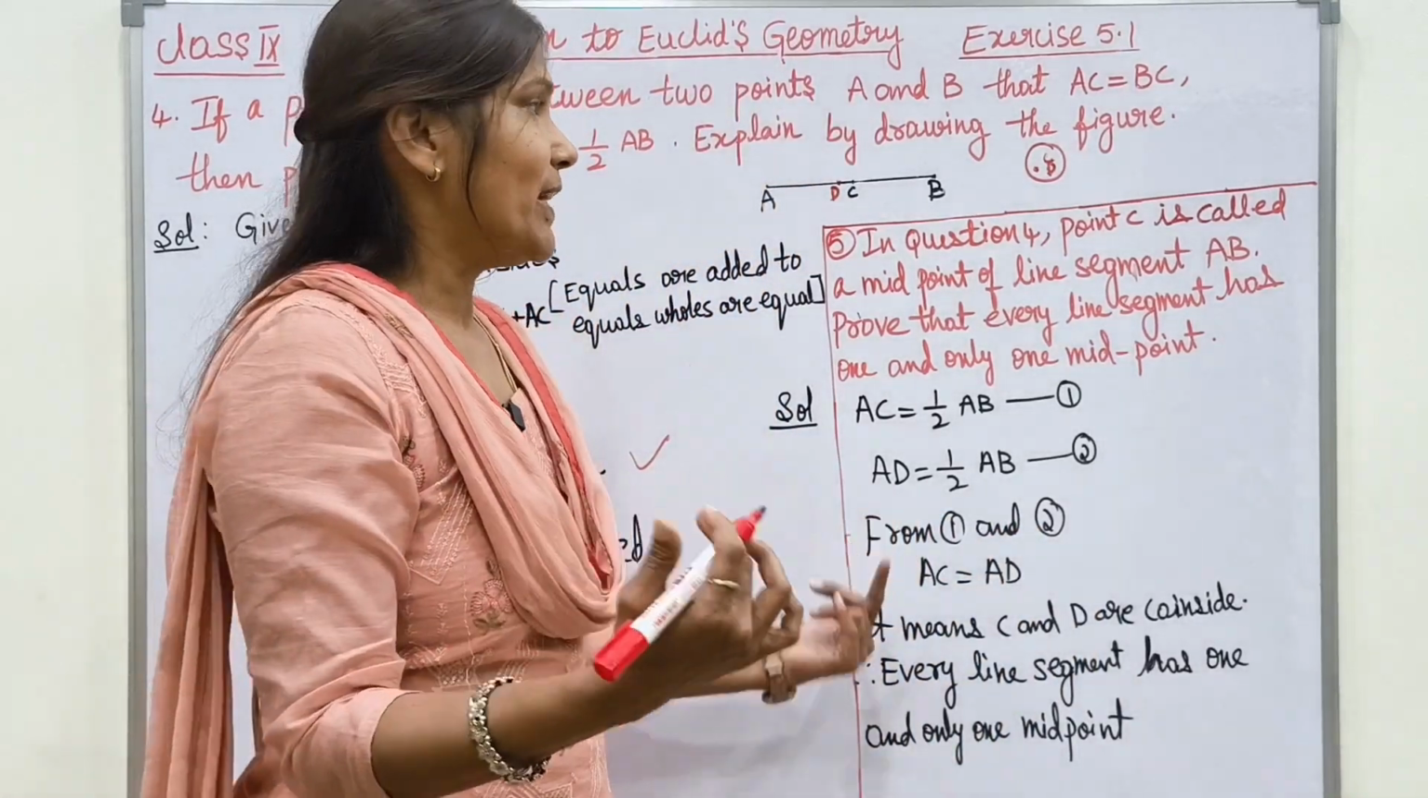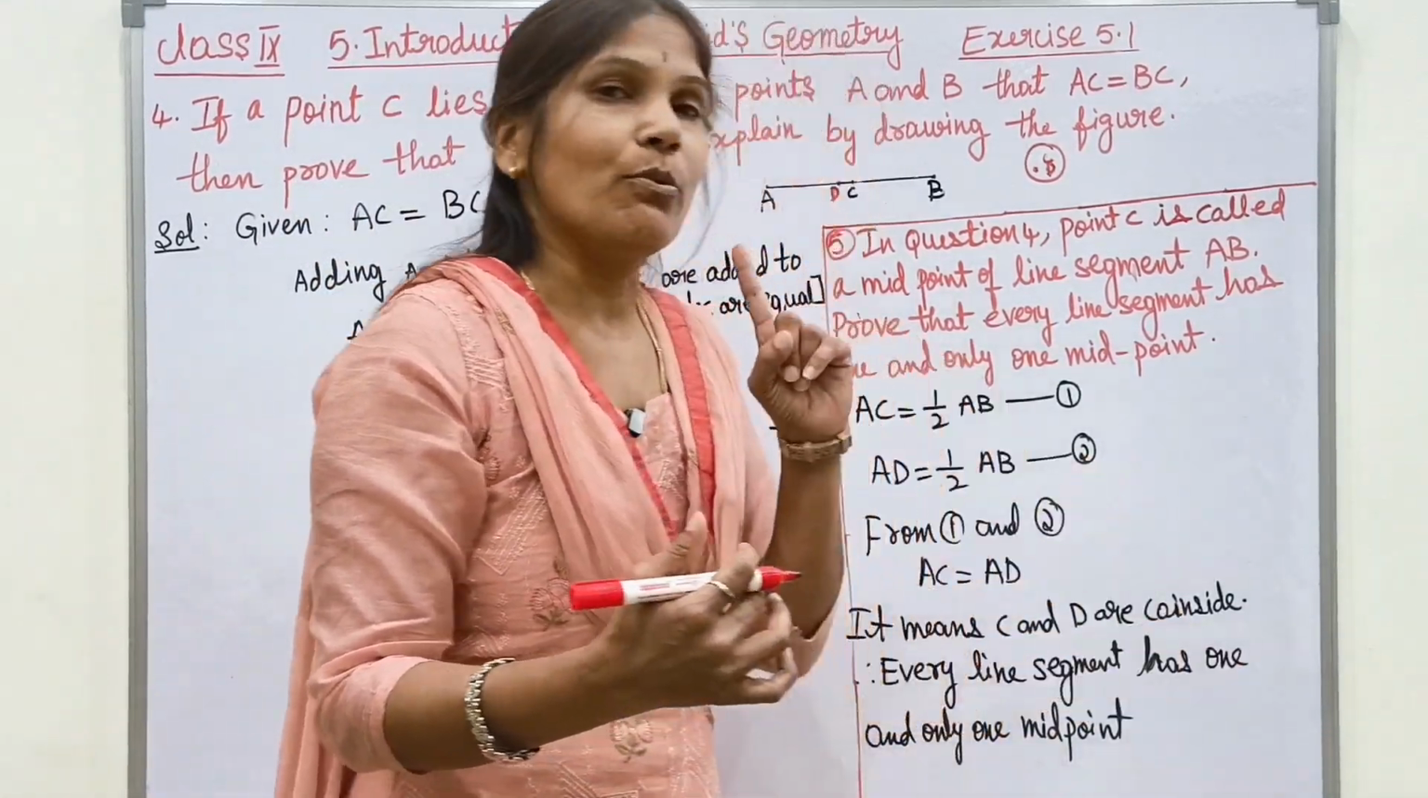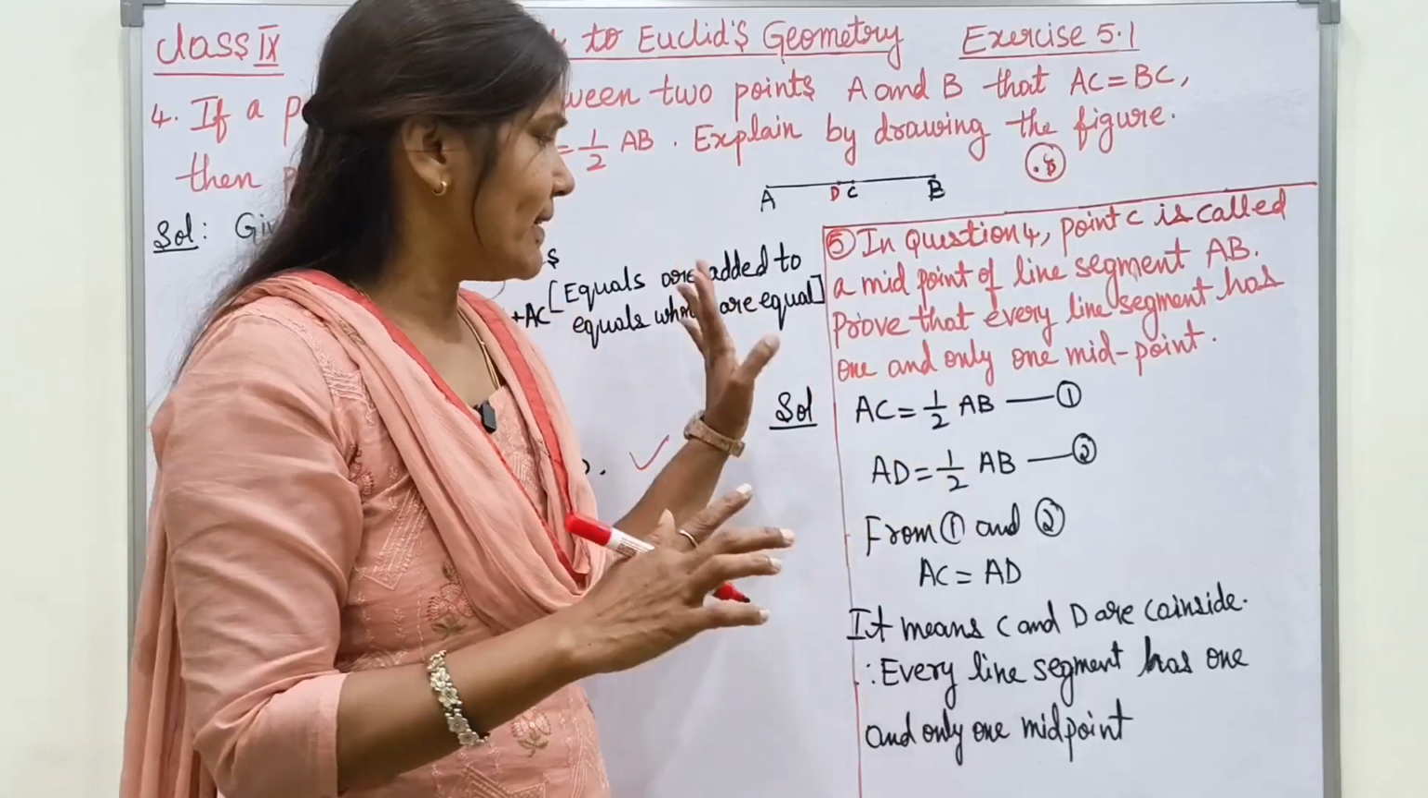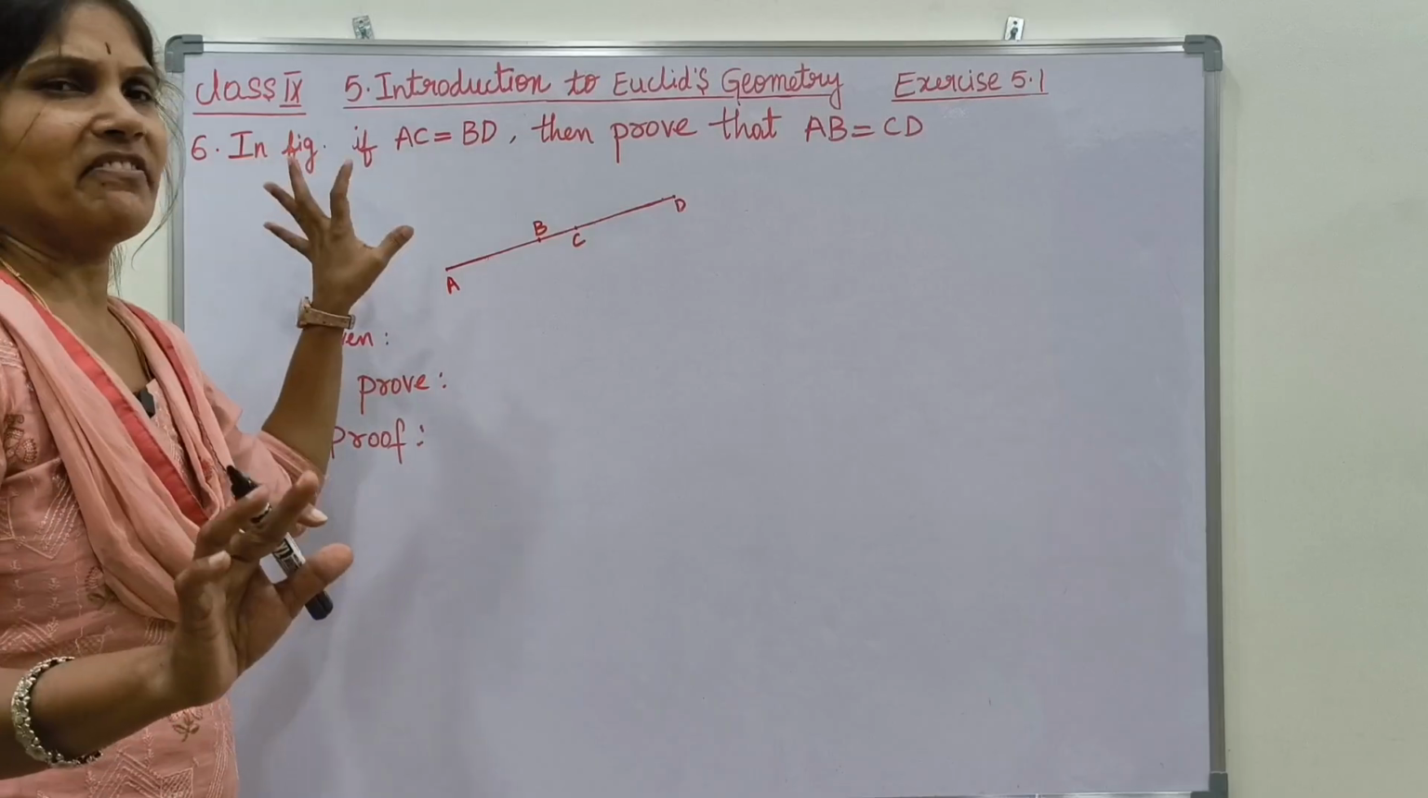So now we can prove what? Every line segment has only one and only one midpoint. This is the answer. Now we will do the next question, which is a very simple question.